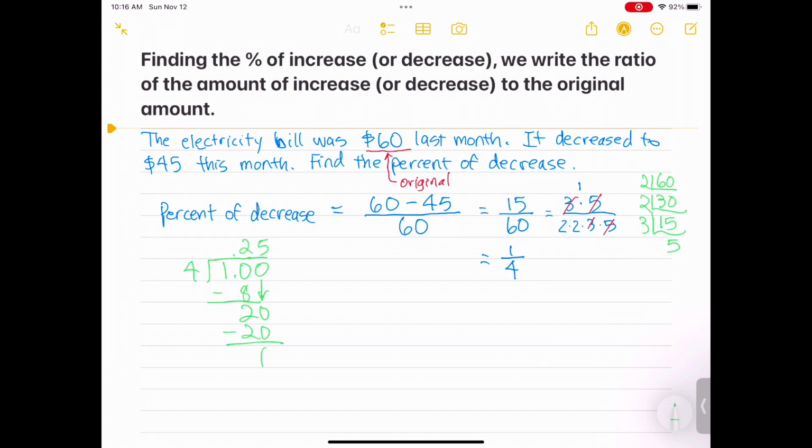Now I convert that decimal, 0.25, into a percent using my reference, 1 equals 100%. Remind myself to move that decimal point 2 places to the right and add a percent sign. Now I go back to 0.25, move that decimal point 2 places to the right and add a percent sign, which gives me 25%. So the percent of decrease is 25%. And we box our answer.